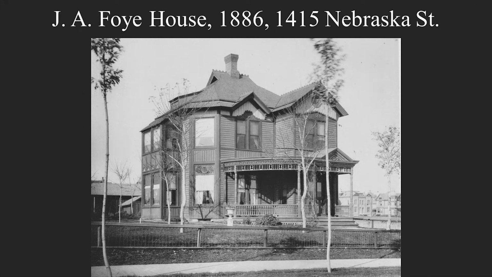The James A. Foy House, built in 1886 at 415 Nebraska Street. This house is a little interesting because one of our key characteristics of a Victorian-style house is a steeply pitched roof. This house has a relatively shallow pitched roof for a Victorian-style house, but there is some great spindle work wrapping that front porch.